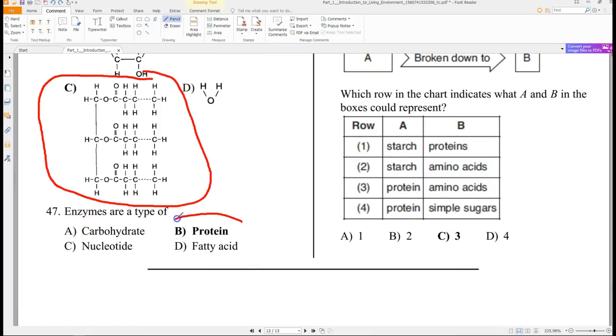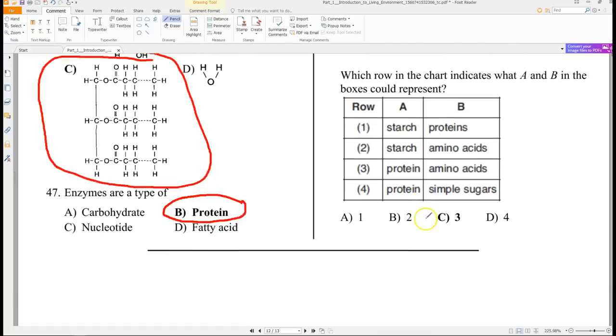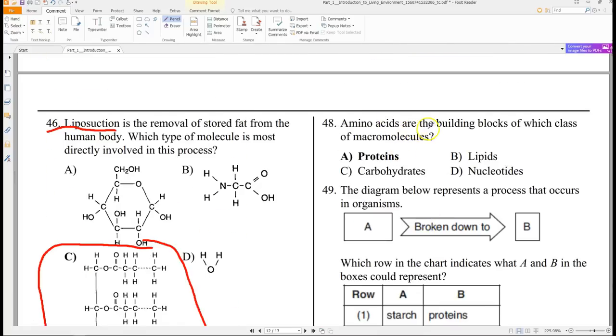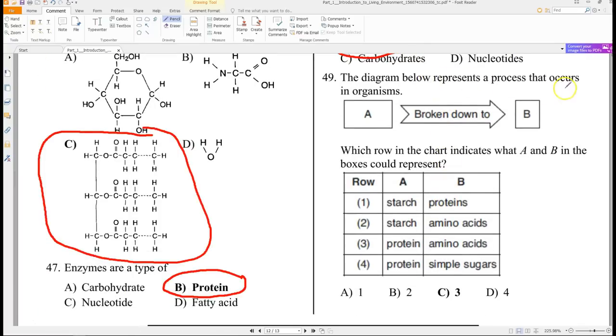Enzymes are a type of protein. You know this already. Amino acids are the building blocks of which class of macromolecules? Amino acids are the building blocks of proteins. Proteins are made up of amino acids. The diagram below represents a process that occurs in organisms. So you have a complex molecule broken down into a simpler molecule, like a large block turned into a small block. Which row in the chart indicates what A and B in the boxes could represent?